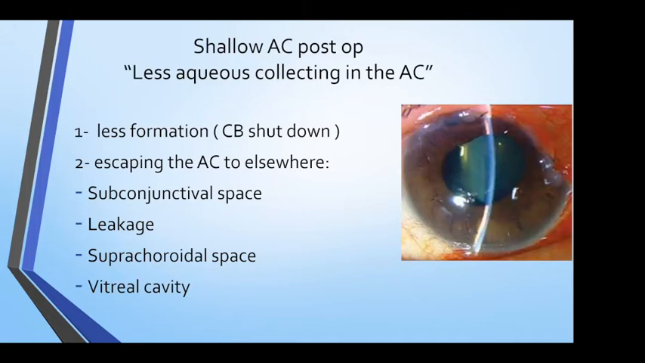So if you have a shallow AC post-op, that means less aqueous collecting in the anterior chamber. Whether this is less formation due to ciliary body shutdown, or whether the aqueous humor is escaping the AC. If it is escaping the AC, let's track it and see where it went. It could go to the subconjunctival space, or it could leak outside and be lost, or it could go to the suprachoroidal space, or it could go to the vitreous cavity.